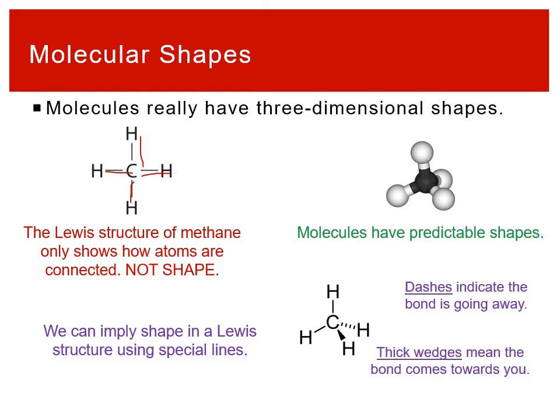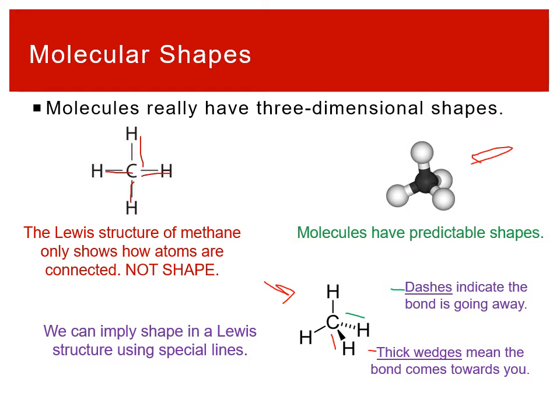If we want to draw Lewis structures in such a way that we imply shapes, we can use these special lines. The special lines we're going to use are, first, what we call dashes. So that's this one going here. The idea here is these dashes are showing that this bond is going into the page, going away from us. And then we also have these wedges. The thick wedge is coming here. This hydrogen is coming out at us. So this Lewis structure is showing the same 3D shape as this 3D rendering up here.